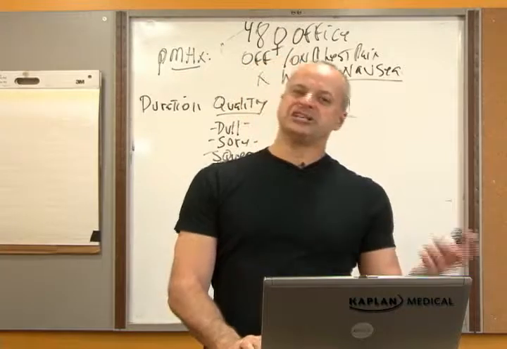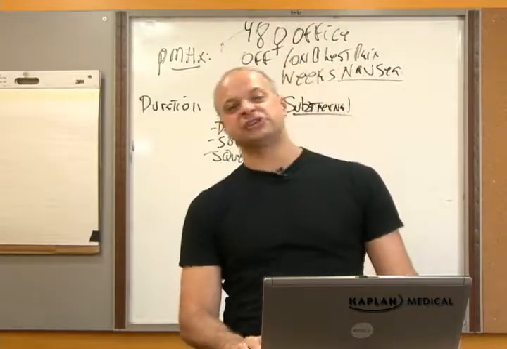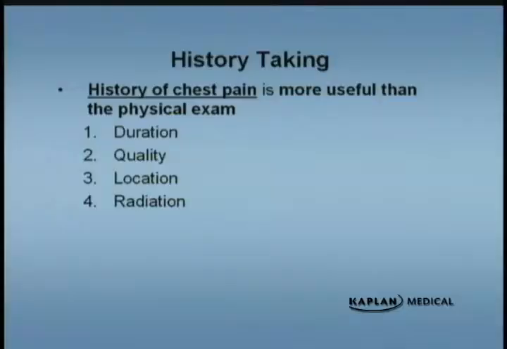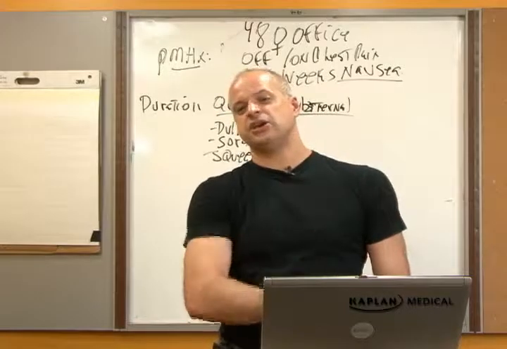Ischemic pain lasts for 10, 20, 30 minutes. Ischemic pain is sore or dull or squeezing. Ischemic pain is substernal. Ischemic pain can go to the neck, but the absence of radiation means nothing. Ischemic pain can go to the neck, into the arm.